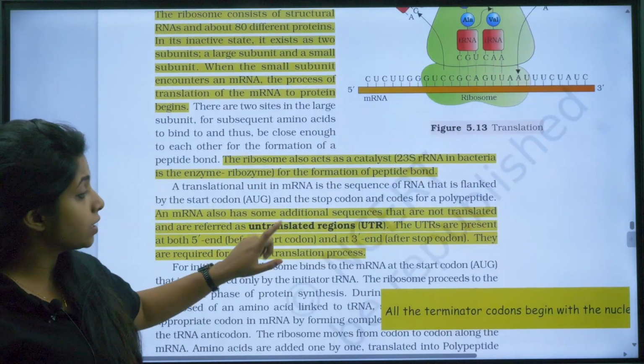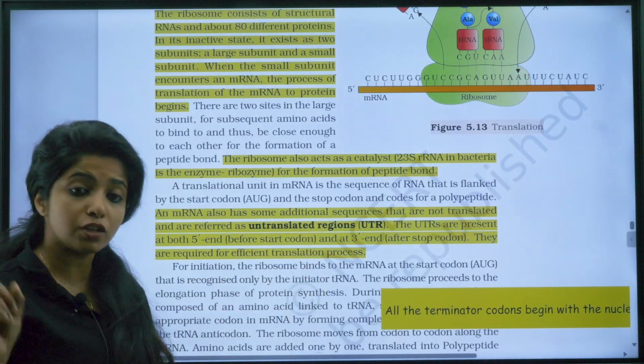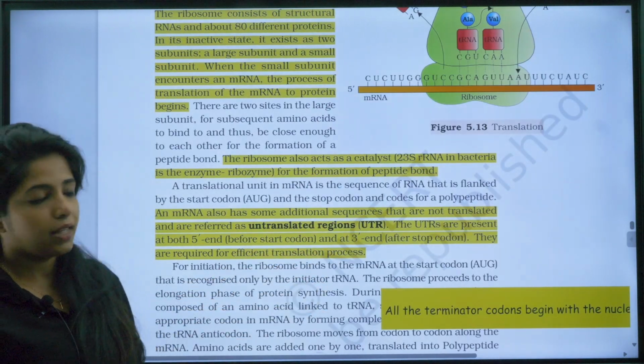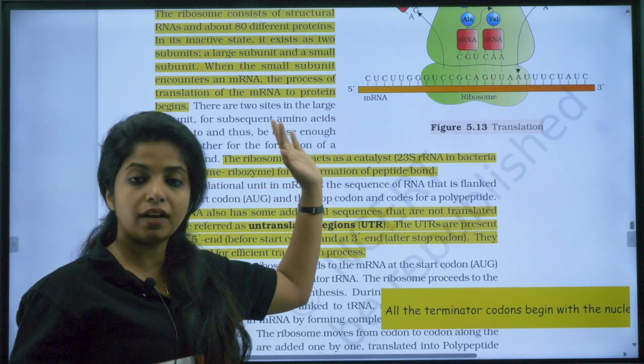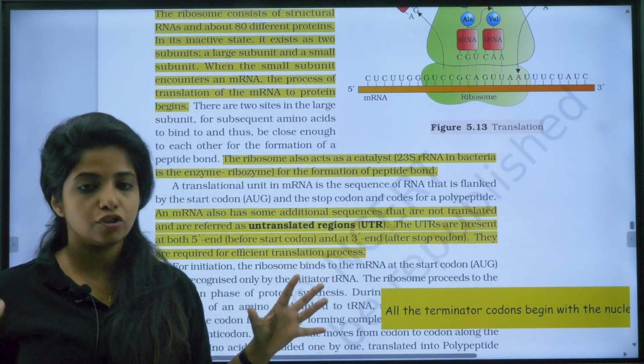There is something known as the untranslated region. Very important question: they ask you what is UTR. You should know it. There is the untranslated region. So in the mRNA, before the start codon and after the stop codon, you have certain regions which are not going to get translated.